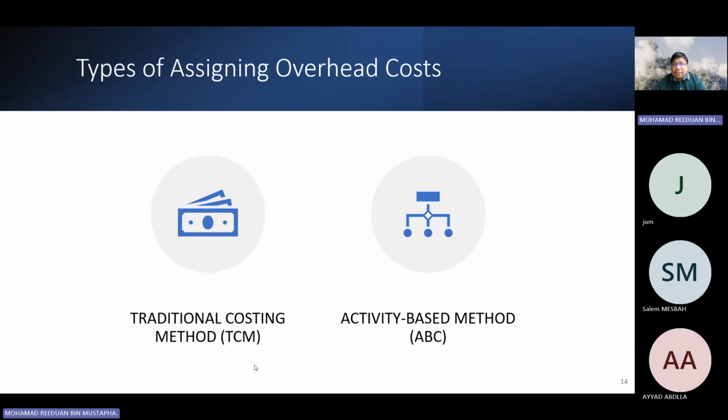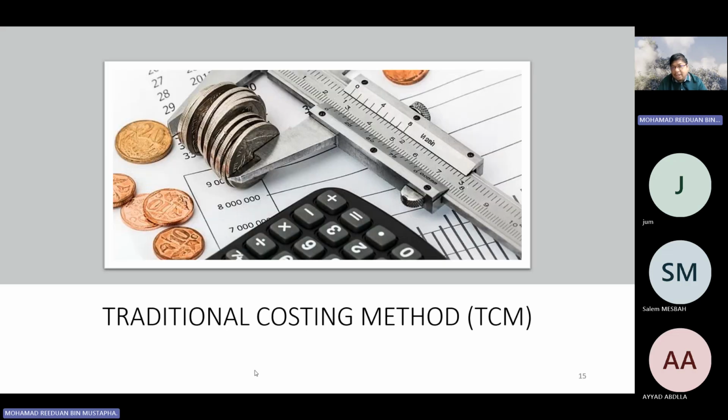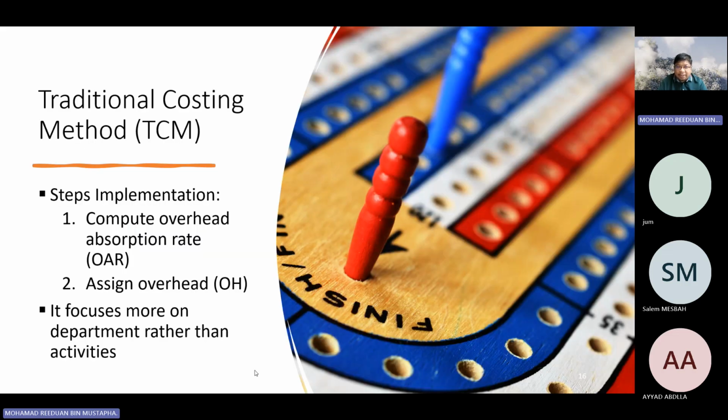Okay, so this is the type of assigning of overhead costs. We have two: one is the traditional costing method, and one is the activity-based method. Before we understand what the activity-based method is all about, we need to understand the traditional costing methods. The traditional costing method starts with computing the overhead absorption rate. So you need to compute the overhead absorption rate.